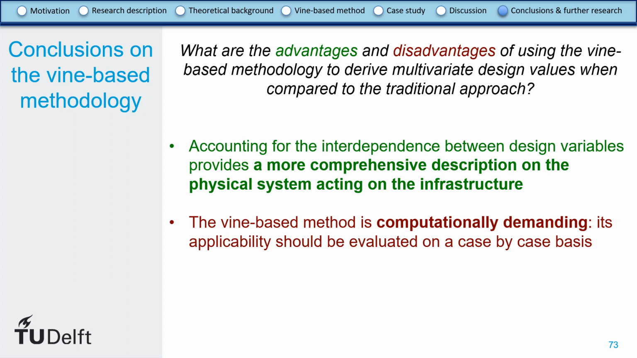What are the advantages and disadvantages of using the vine-based methodology to derive multivariate design values when compared to the traditional approach, so the univariate approach? The main advantage is that accounting for the interdependence between design variables provides a more comprehensive description of the physical system acting on the infrastructure. However, the vine-based method is computationally demanding, and its applicability should be evaluated on a case-by-case basis.